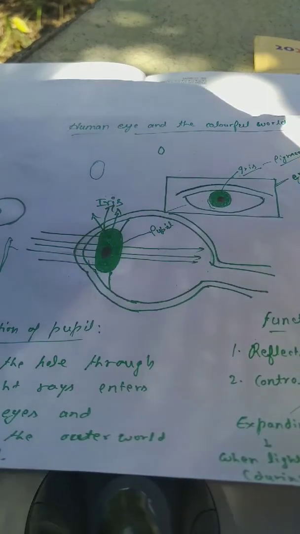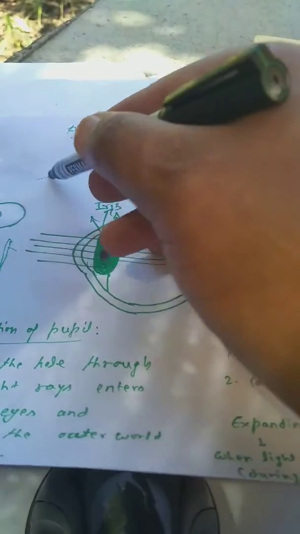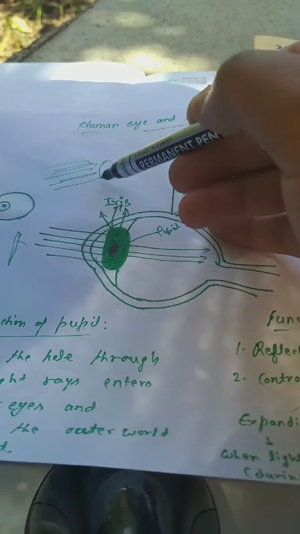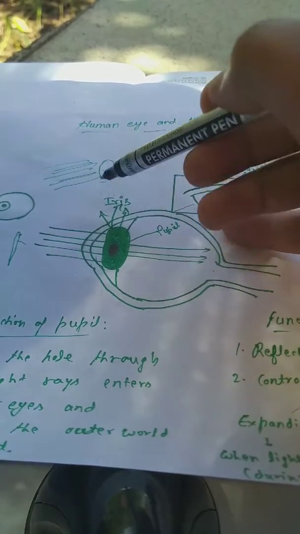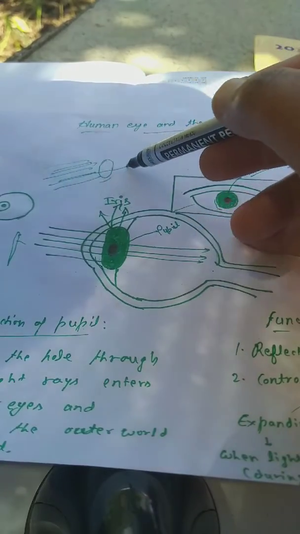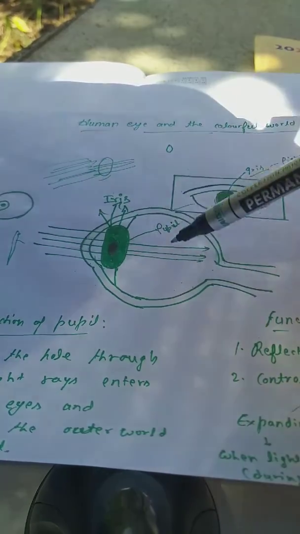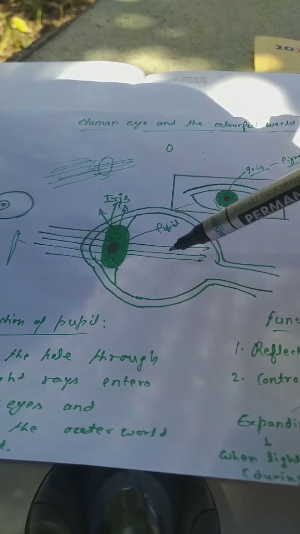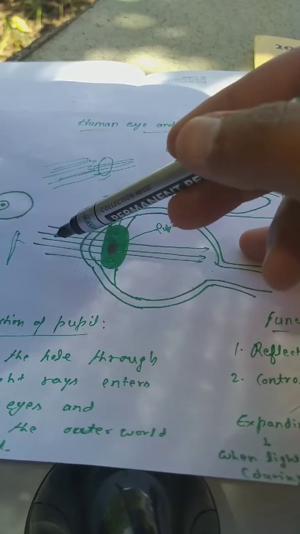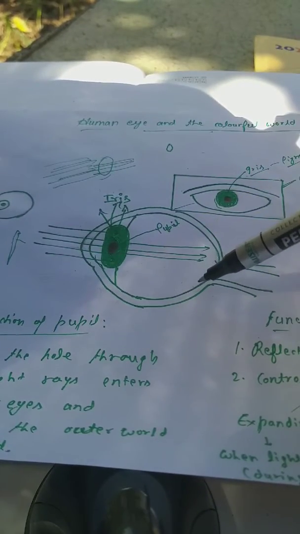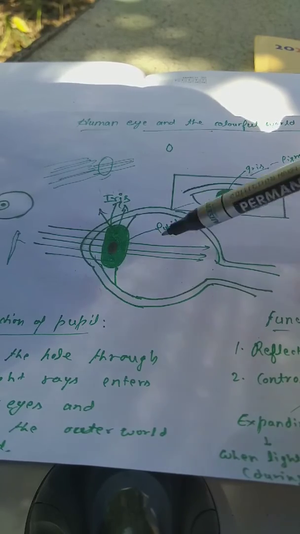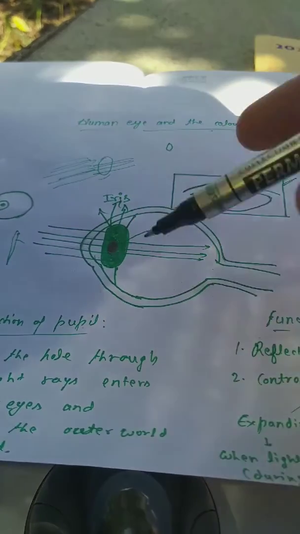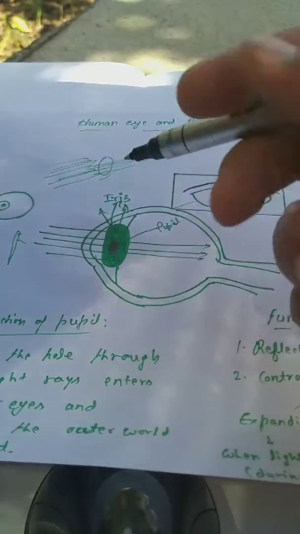when will it expand the size of the pupil? Suppose more and more light rays are entering here. If this hole, this pupil, is bigger, all the light rays will enter inside our eyes, and if all these light rays enter inside, they can damage our eye. So at this time the iris will contract the pupil, like this.